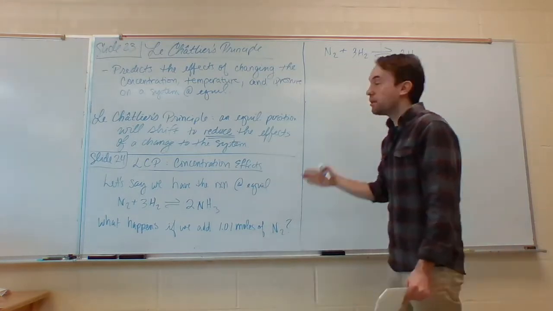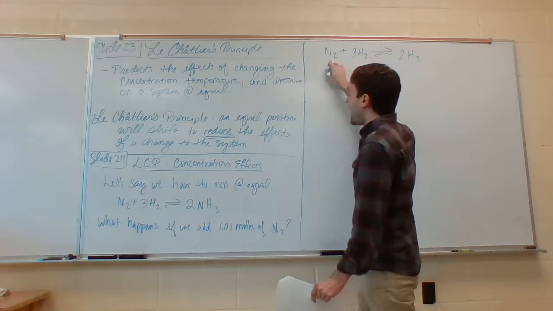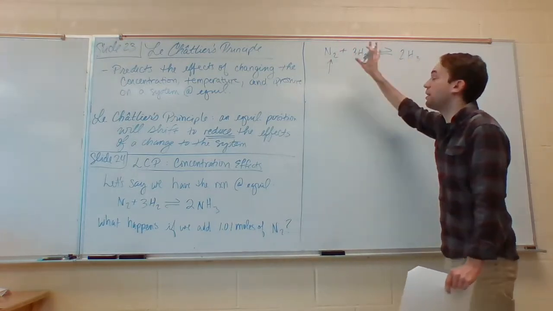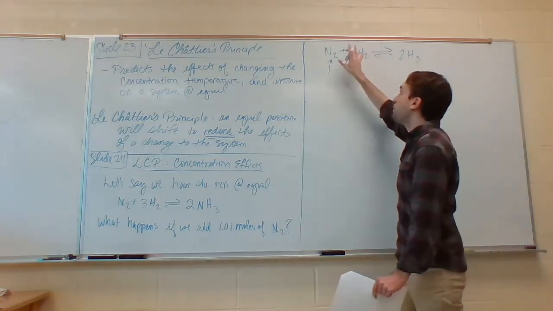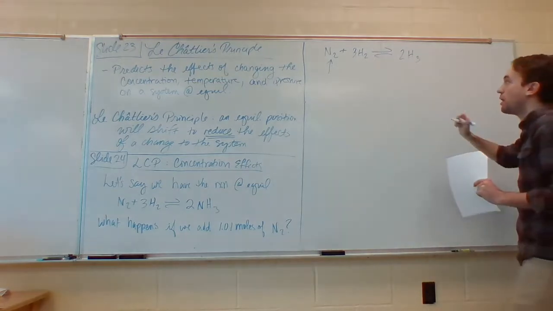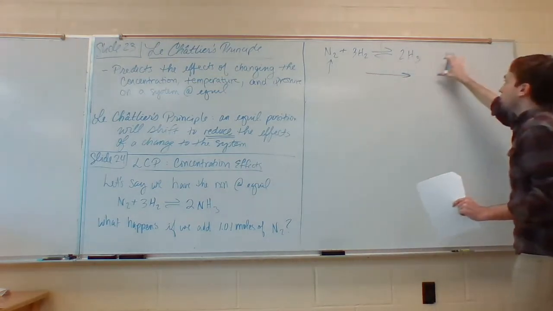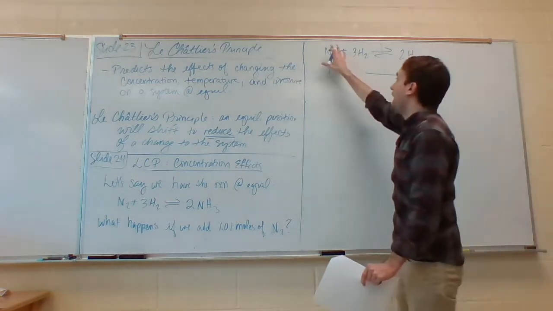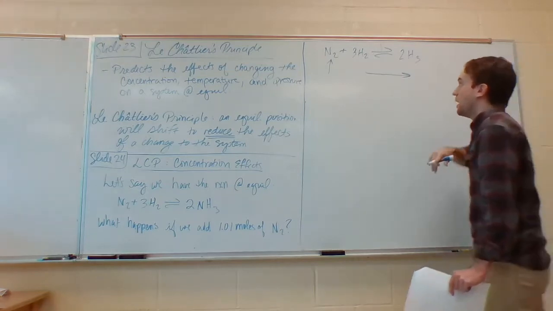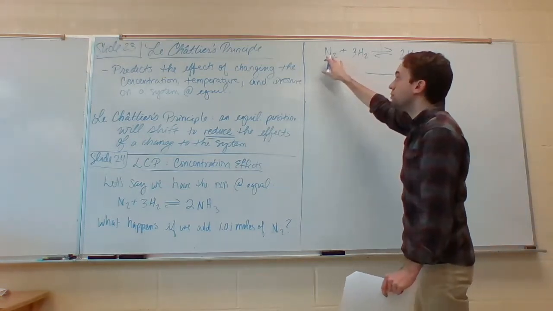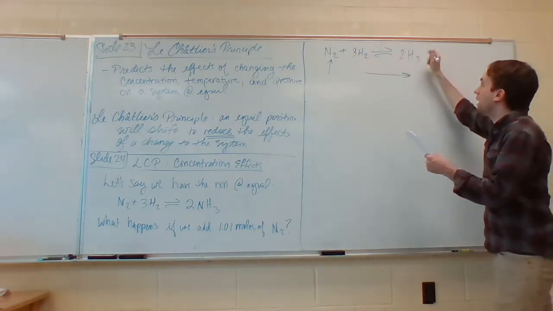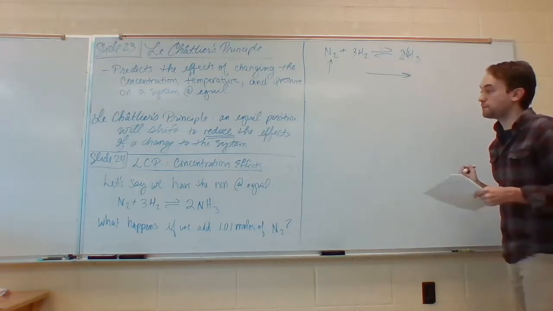Right now they're equally matched, but let's say that we add extra N2. Let's say we put a player on this side. We add a player to this team. If we add more N2, that means that this team is now stronger and it's going to push our system to the right. Our ball is going to advance toward this end zone. So if we add a player to this side, our equilibrium is going to shift to that side. That means that if we add N2, we actually end up producing more of our NH3.